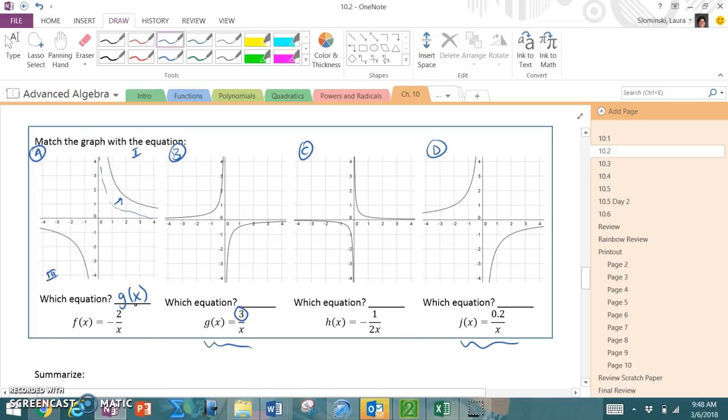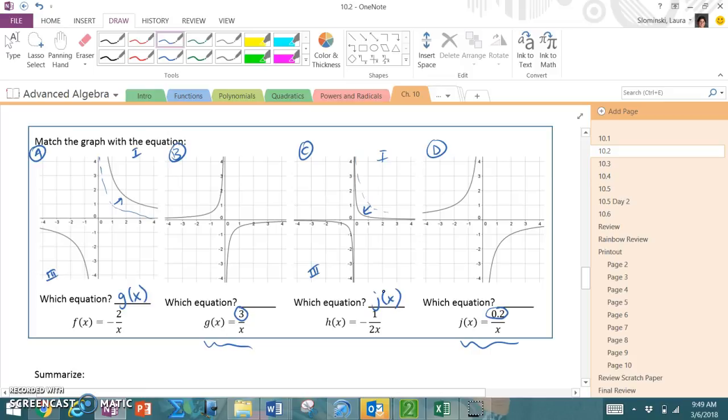I'm just going to quickly find the next one that is in quadrants 1 and 3, which is letter C, because we're playing a matching game. Again, compared to the original 1 over x, it compresses towards the asymptotes. So I'm looking for, again, the positive one, but in this case, a is less than 1. So that's why letter C would be j of x.